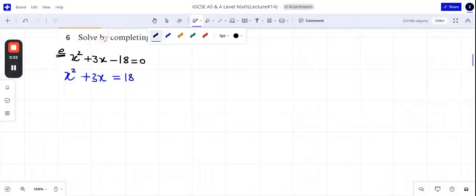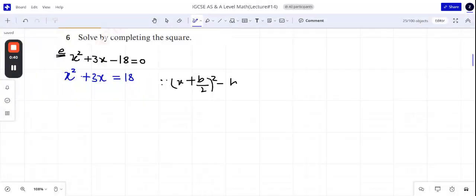Now we will apply here the completing square formula, which is x plus b by 2 whole square minus b by 2 whole square. So x we will keep same. What is b by 2? b is the coefficient of x. So here the b by 2 would be equals to 3 over 2.